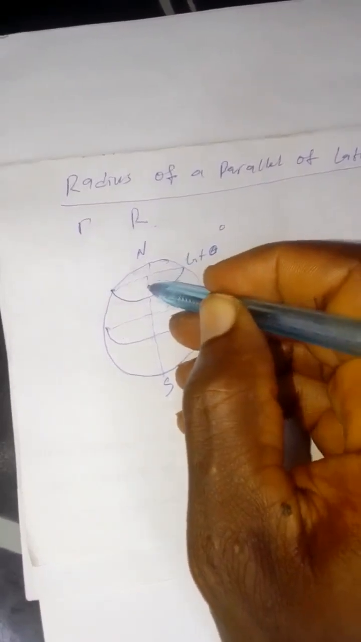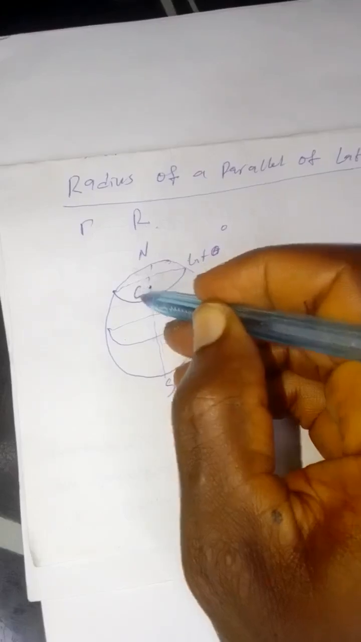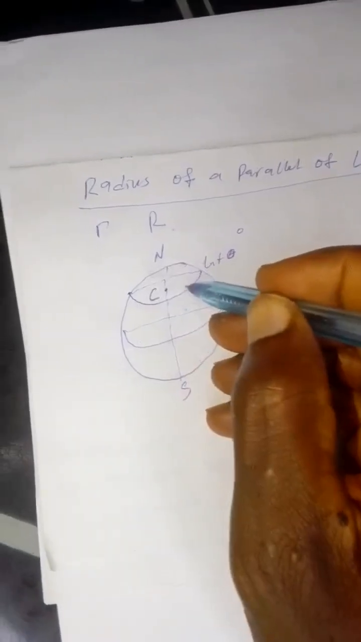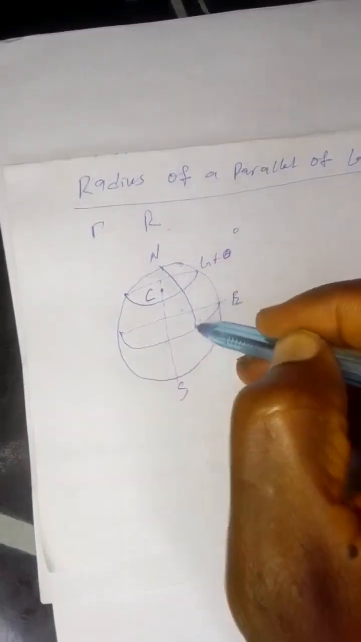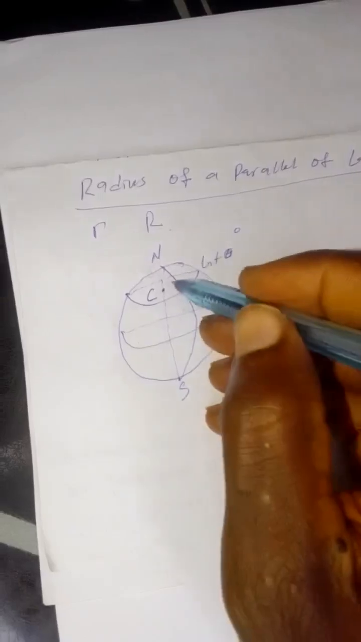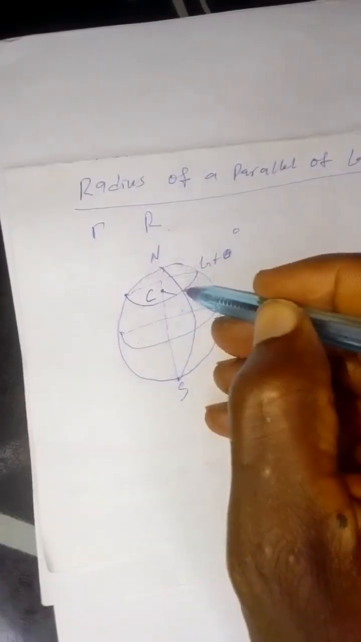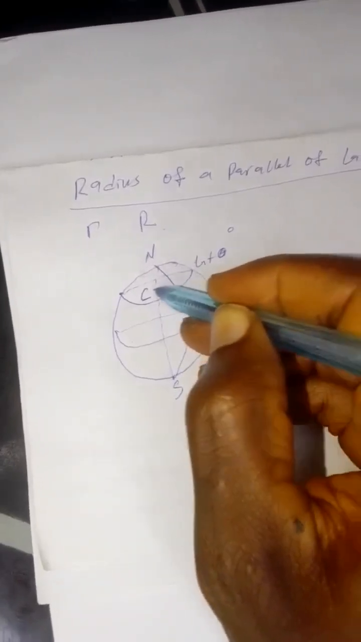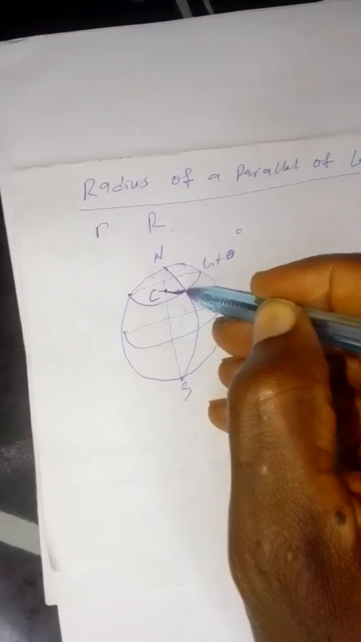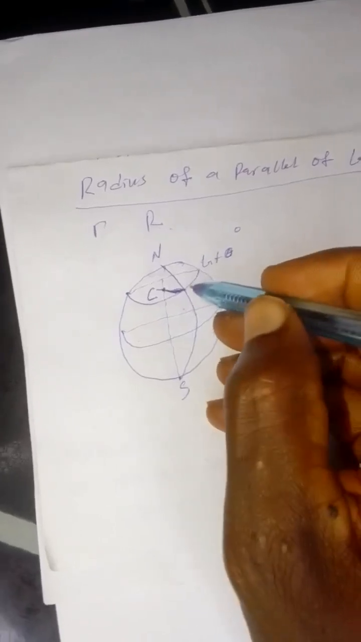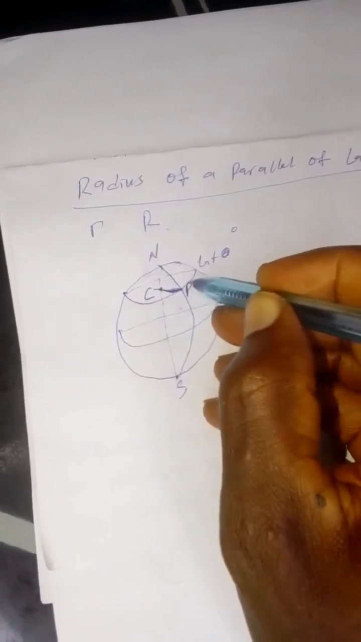So this is the center. Let's assume this is the center of the latitude. In the center of the latitude, let's assume we have a longitude here. So you can see this is the radius, from here to here. Radius of the latitude. So let's say on P.